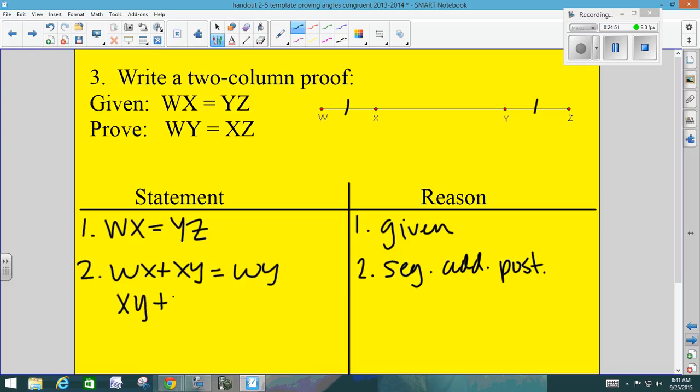XY plus YZ equals XZ. Same reason? Yeah, so you can put it in the same step. Make sure the same number of steps correlates with the reasons. On some of those worksheets, I would get people with 5 steps, but then 6 reasons. Make sure you have the same number. For every step, there should be a reason, and vice versa. All right.